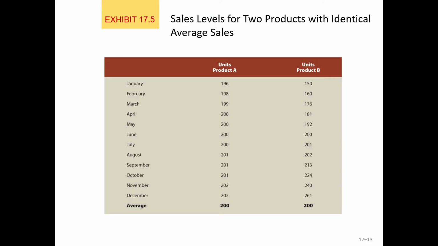And here we have the sales from two products with identical average sales. We can see January 196 I think is the lowest, and the highest in December is 202. So 6 units is the difference between them. For product A the range is between 196 and 202 units, so it's 6 units, and for product B it's 150 and 261, so 111 units is the difference. So the range does not take into account all the observations, it just tells us about the extreme values of a specific distribution.